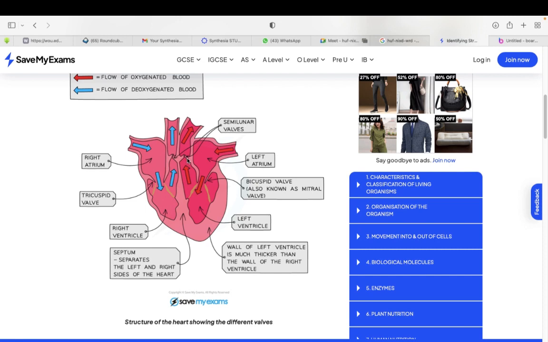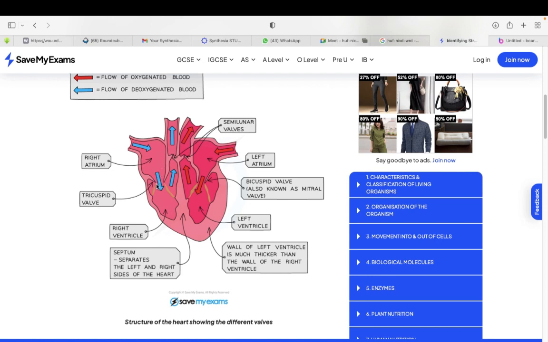This semilunar valve has to open for the blood to join the aorta and flow to the rest of the body at high pressure. Also, the blood that is coming from the rest of the body comes through the veins, and the biggest vein is called the vena cava. Now, these veins enter through the right atrium.